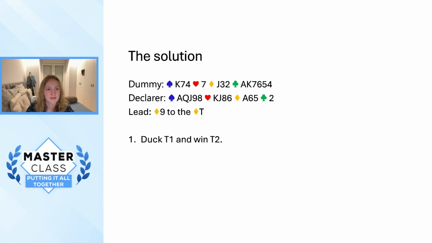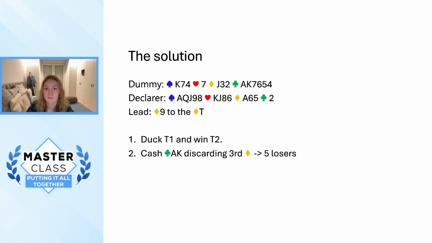We've decided that's the best way. Then, very quickly, we want to get rid of this 3rd round of diamonds. So we cash the ace, king of clubs, and we discard our 3rd diamond on the king of clubs. And that reduces us down to 5 losers.